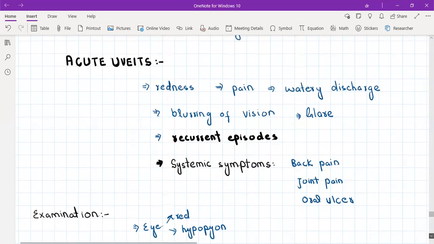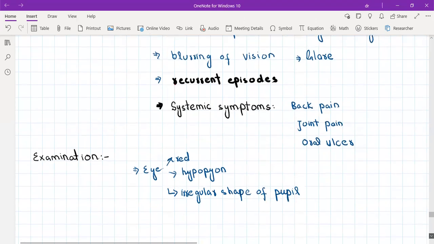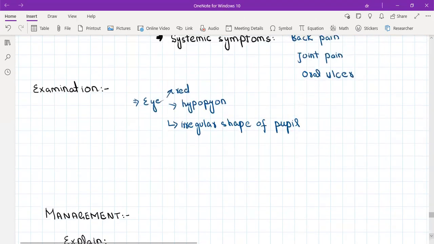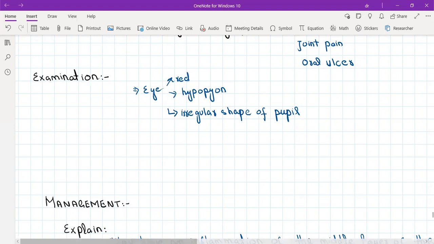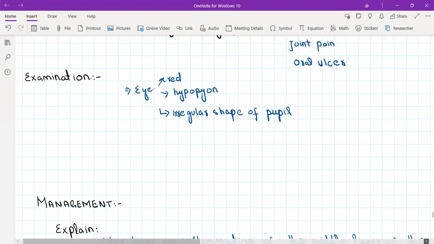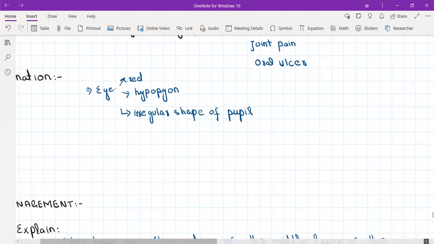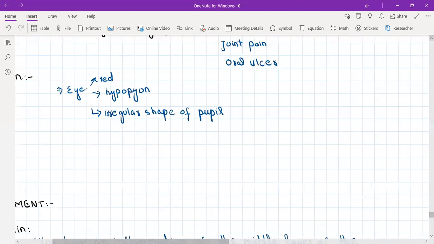And when you examine the eye, you will find that the eye is red, and there's something which we call hypopyon. There is pus in the anterior chamber, and there is an irregular shape of the pupil. So basically, as you all know, acute uveitis is basically inflammation of the uveal tract. That is basically the iris.